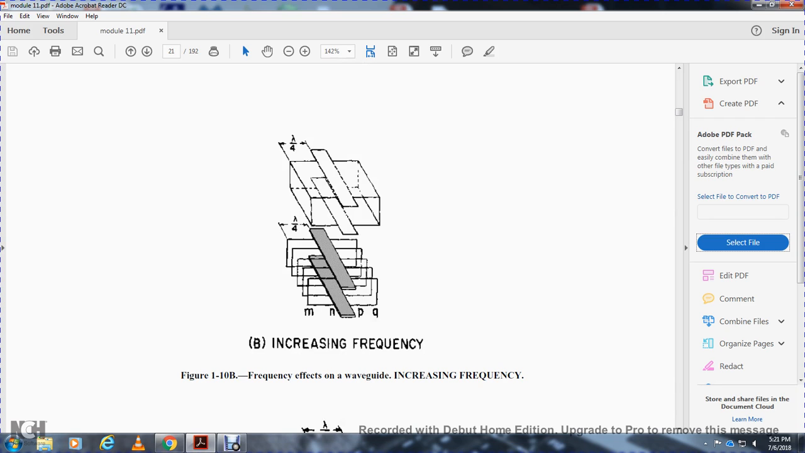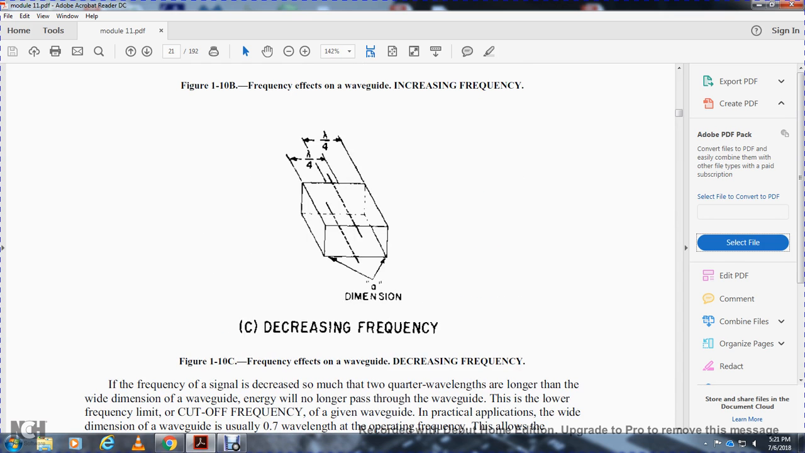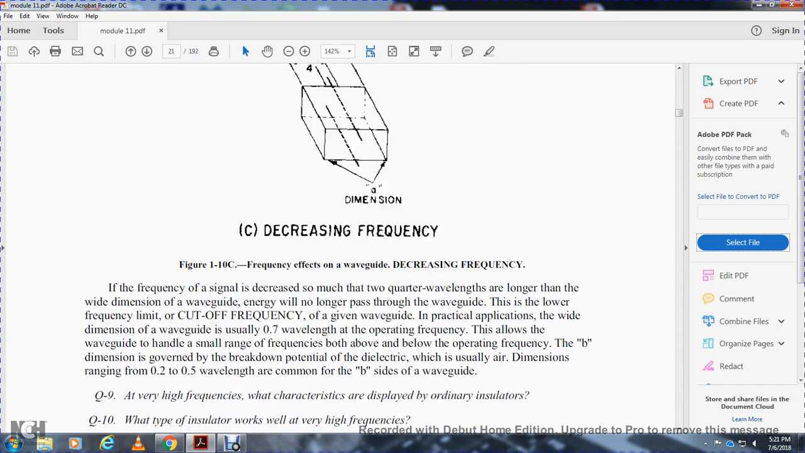Figure 1-10 also shows the frequency effects on the waveguide with increasing and decreasing frequency. When the frequency is decreased so much that the quarter wavelengths are longer than the wide dimension of the waveguide, energy no longer passes through the waveguide. This lowest frequency is the cutoff frequency of the given waveguide. In practical application, the wide dimension of the waveguide is usually 0.7 of the wavelength of the operating frequency. This allows the waveguide to handle a small range of frequencies both above and below the operating frequency.